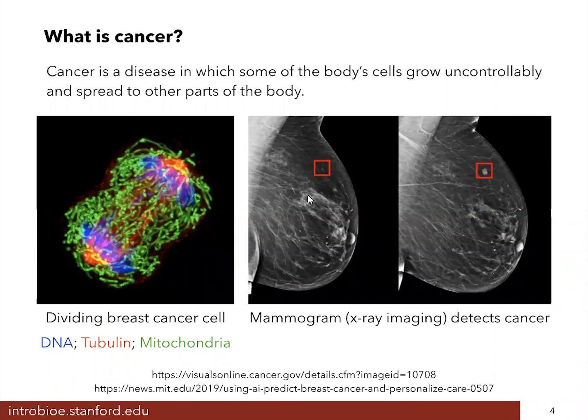And then on the right, you're seeing mammograms, which are essentially X-ray imaging of a patient who has very early stage breast cancer that's indicated by this little box. And what you'll notice is that it's more or less normal, but it's the cells in this area that have started to divide when they shouldn't.